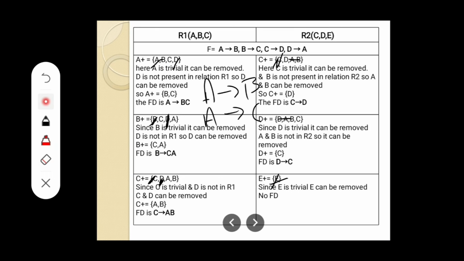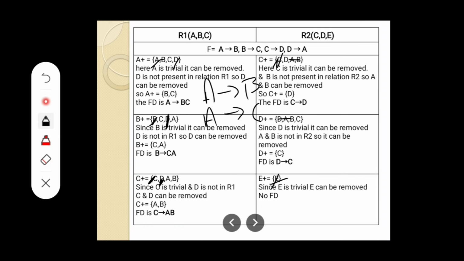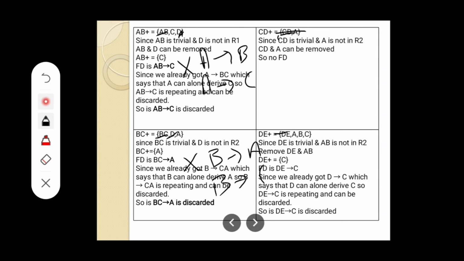Next set is DE. CD is done, next is DE. DE closure. So DE closure is DEABC, that is the answer. So DE can be removed due to trivial condition. DE can be removed. Here A and B, A B is not here. Here we have only CDE. So AB is not there in relation R2, so AB can be removed. Clear? The remaining is C. So we can write DE determines C. We are deriving a functional dependency.